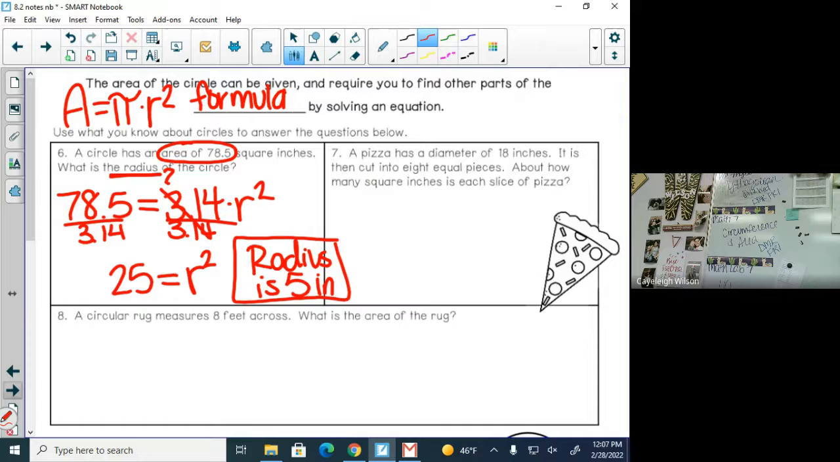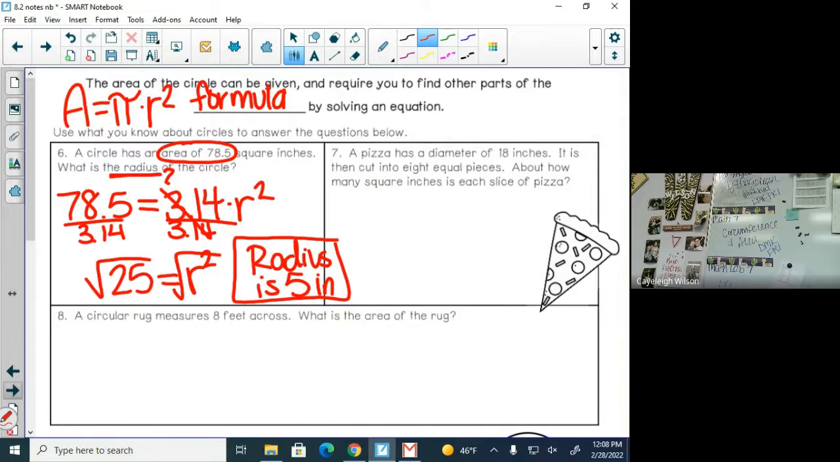Hey guys, remember on that first slide today, we talked about squaring and square rooting and how squaring and square rooting are opposites of each other. So if this number has been squared, the opposite of squaring is square rooting. So it's the square root of 25.